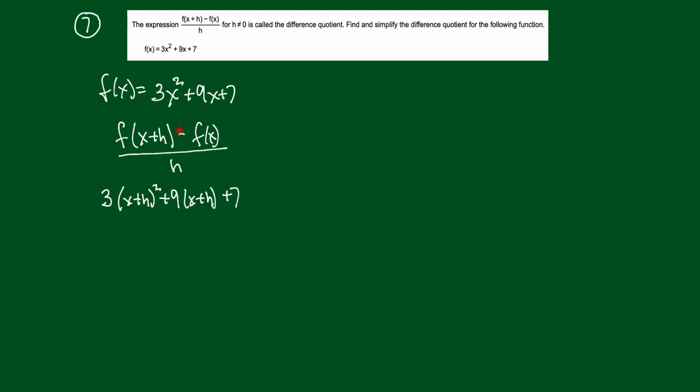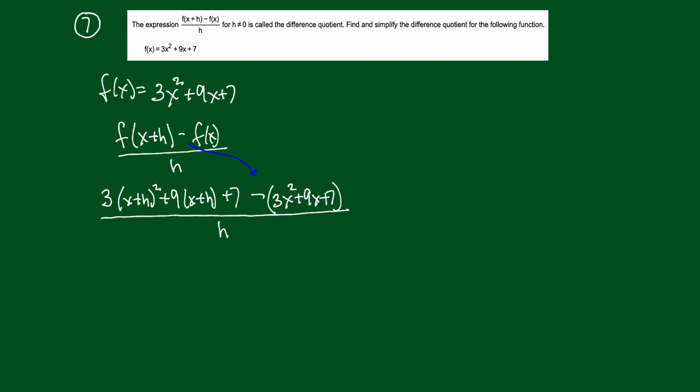Now I've got that minus sign. All right, so take this minus sign, put it right here. Okay, so minus, now minus what? Minus f of x. Well, here's f of x, right? It says f of x is this, 3 terms. So make sure you include all 3. Put them in parentheses. Here's f of x, 3x squared plus 9x plus 7. Okay, and then the whole thing is to be divided by h.